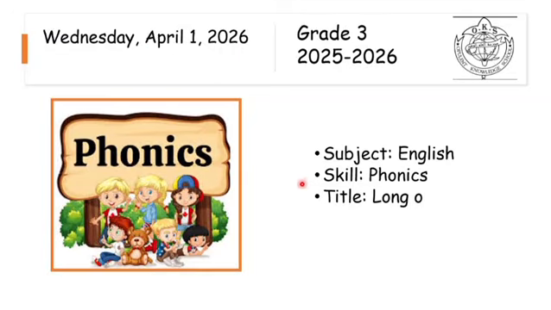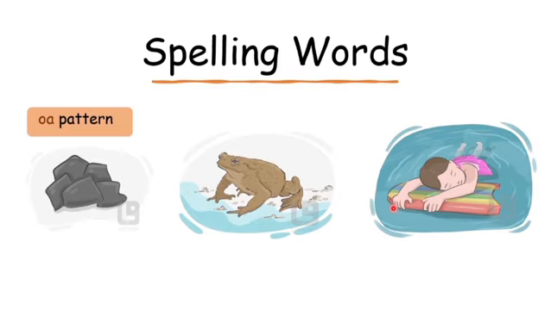Today we will continue our phonics lesson about the long O sound. So first, let's practice our spelling words together. What is the first one here in this picture? Excellent. Coal. Coal. Next.